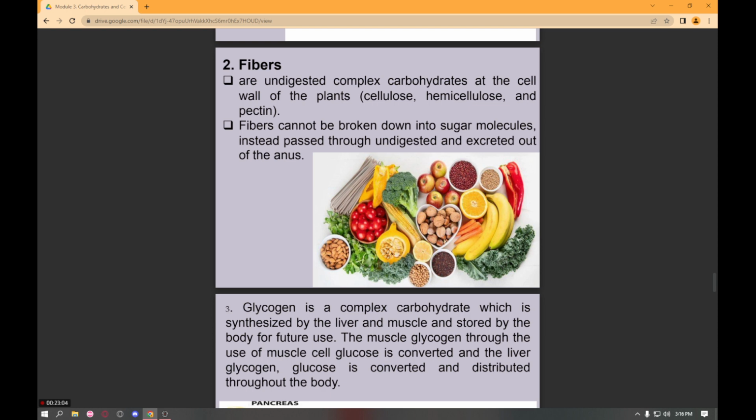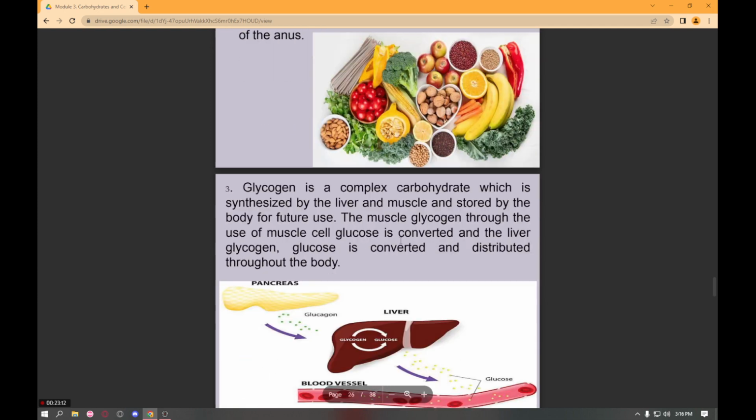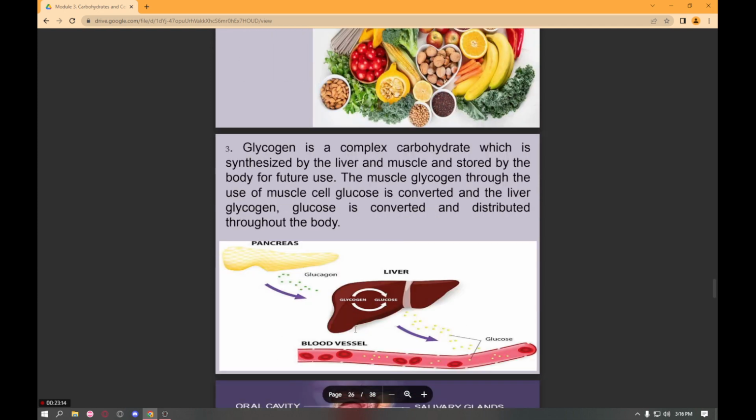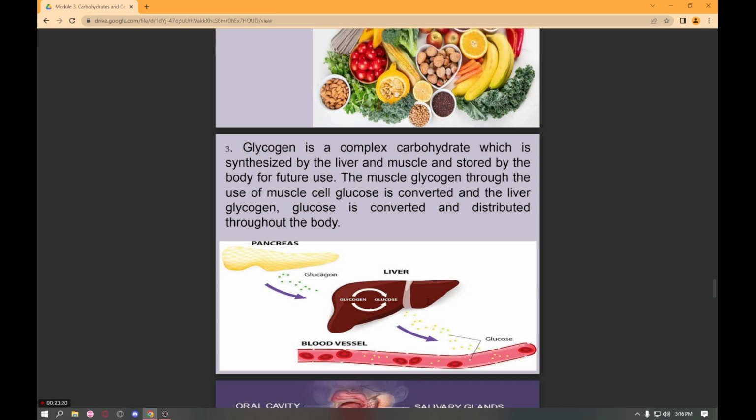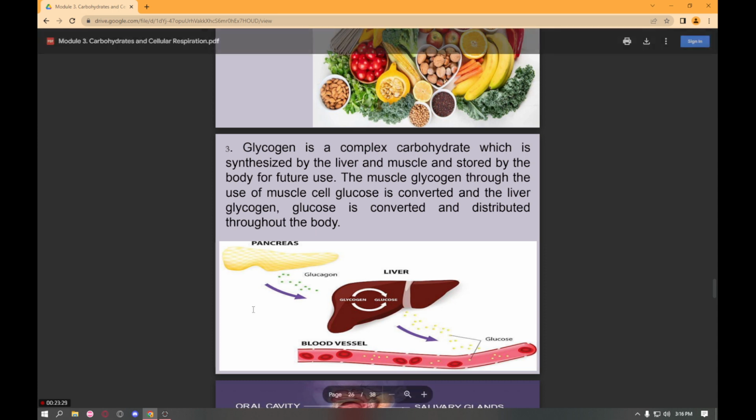Okay, so your liver glycogen is made through the use of the excess glucose. Okay, so here there is a pancreas. So your pancreas and your liver go hand in hand in order to convert this excess, and if there is a depletion of glucose in the body. Okay, this one is your pancreas.